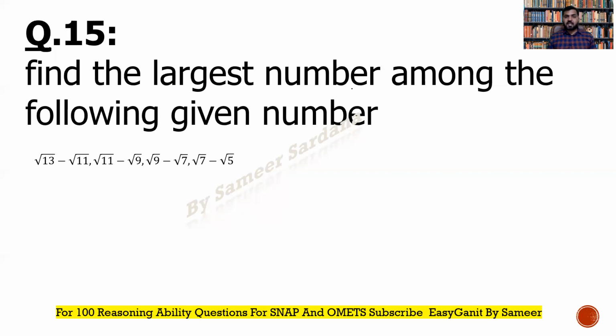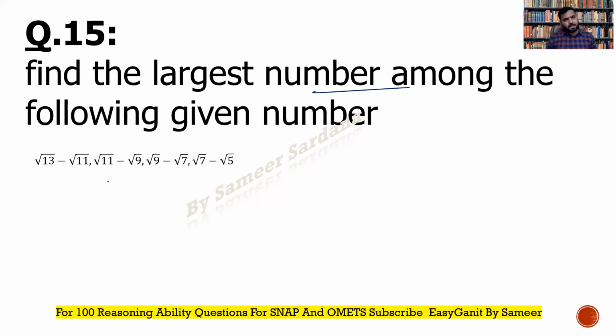Question number 15, find the largest number among the following given numbers. Every time you're supposed to compare the surds, right? The best way to do it is to apply those identities. What I can do is, you see that root 3 minus 1, root 11, right?